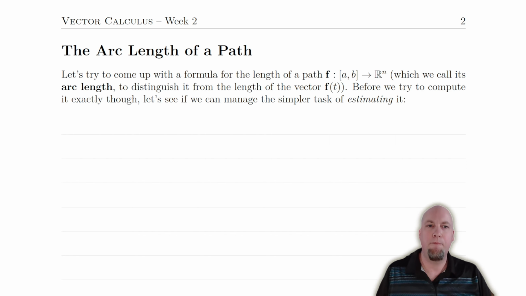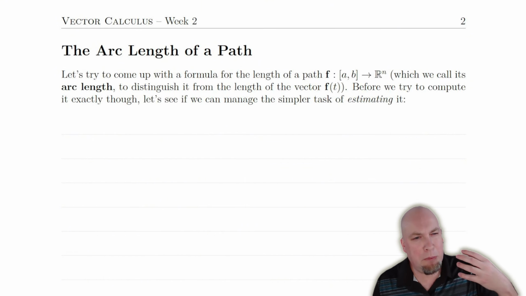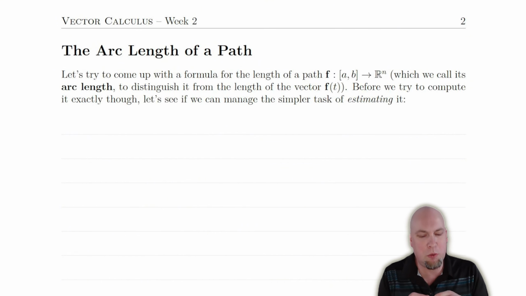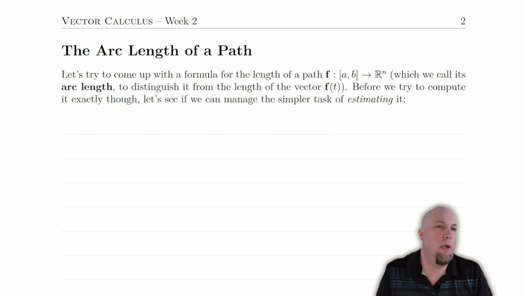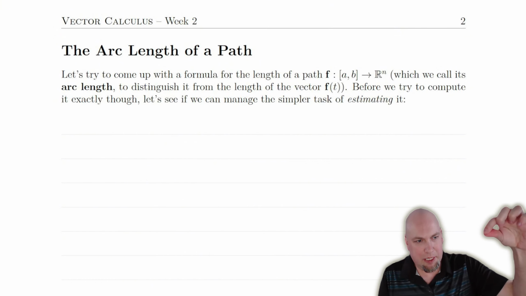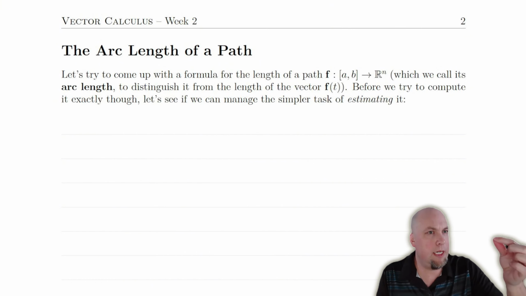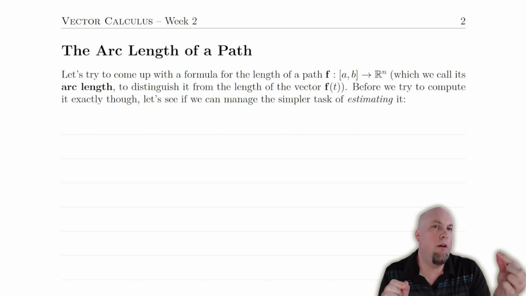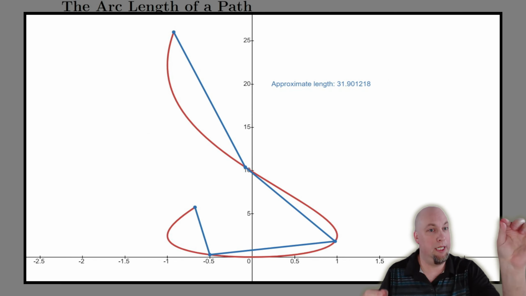Let's start off with how do we come up with a formula for this? Actually, even more basic than that, how do we come up with a formula for estimating this? If I just wanted to estimate this curvy length, how would I do that? Maybe the first thing I would try is to estimate it in terms of things that I already know how to compute, which basically are straight lines. If I have a straight line segment and I want to compute the length of that, I know how to do that.